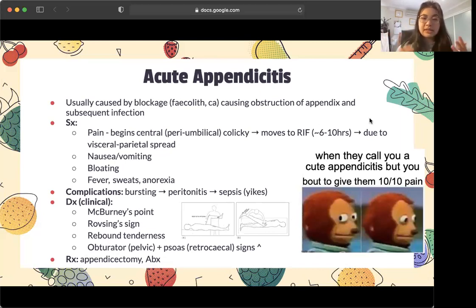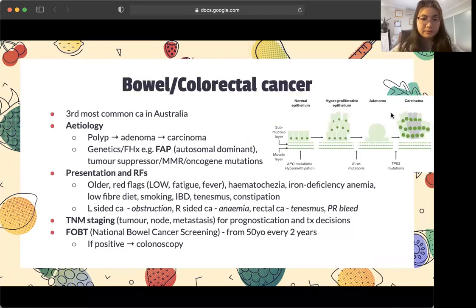Treatment is commonly just an appendicectomy, although I think there's discussion about whether antibiotics also work, but for now, appendicectomy, just get it out.